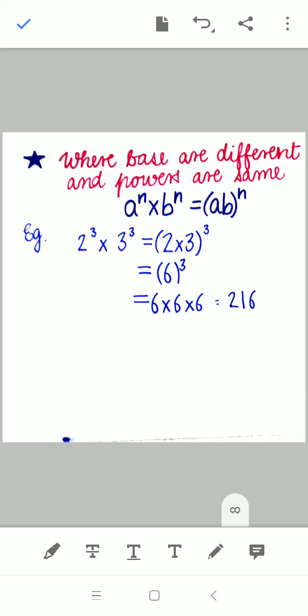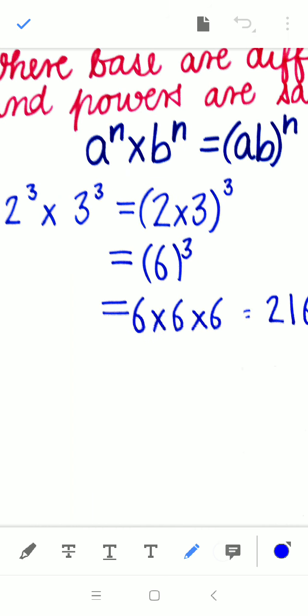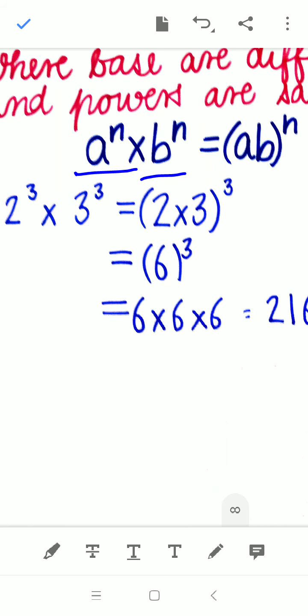And the last one is where the bases are different and the powers are same. Here on the screen you can see the bases are different. Here the base is a and here the base is b, but the powers are the same. And what are the powers? n. So a multiplied by b raised to the power n. You can see the example here.